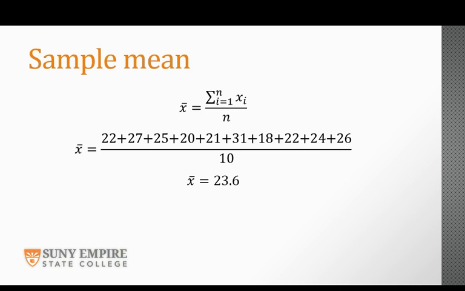First, we have to find the mean of the sample. We add all the weights and then divide by 10, since we had a sample size of 10. The mean of our sample is 23.6.